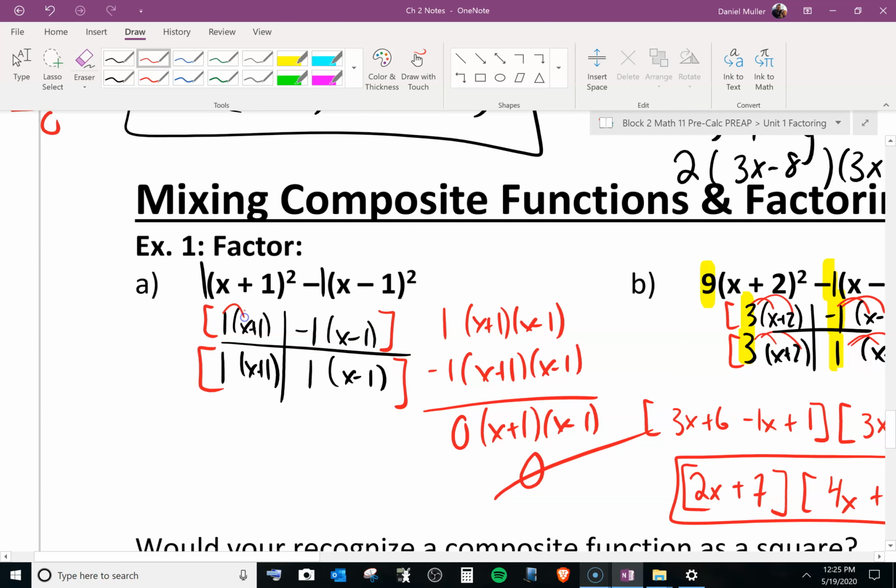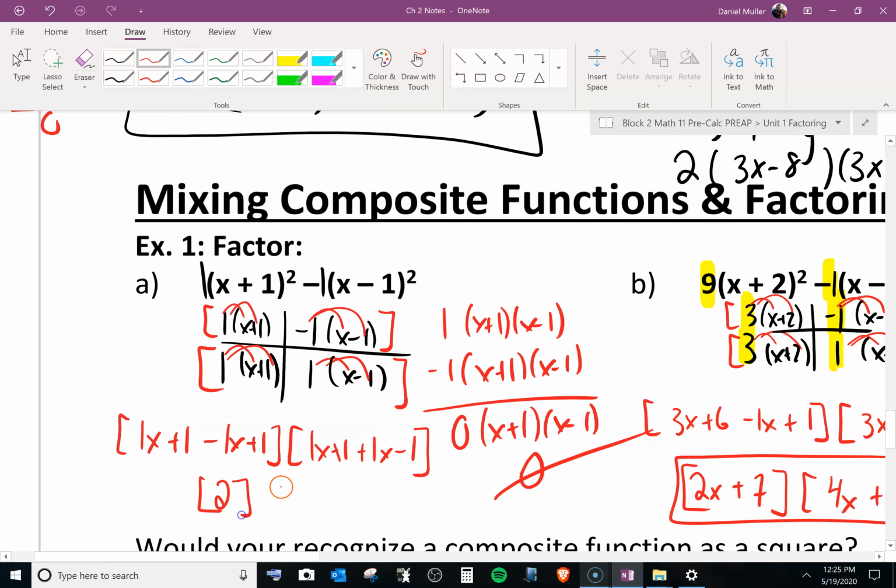So I've got a 1x plus 1. And a -1x and a +1. And then I have a 1x plus 1. And then a 1x minus 1. So 1x minus 1x is 0. 1 plus 1 is 2. So this is just a 2.